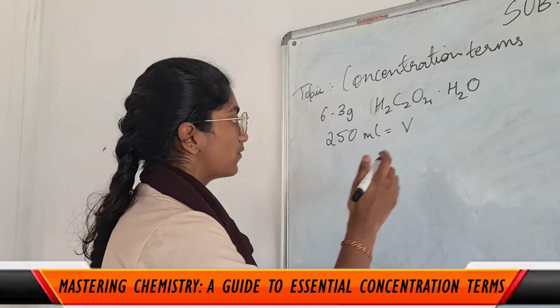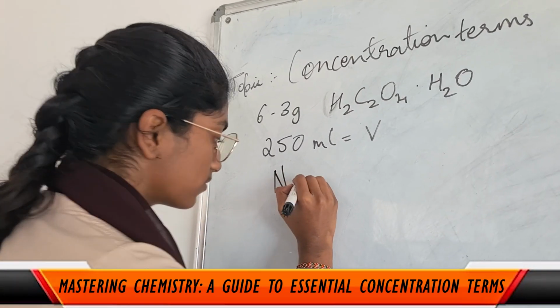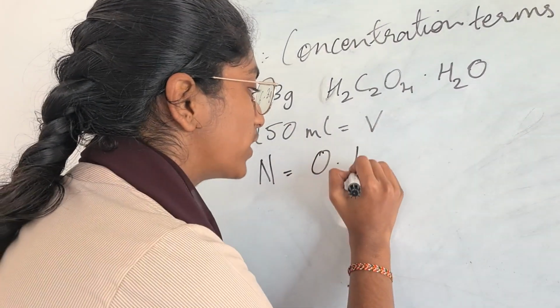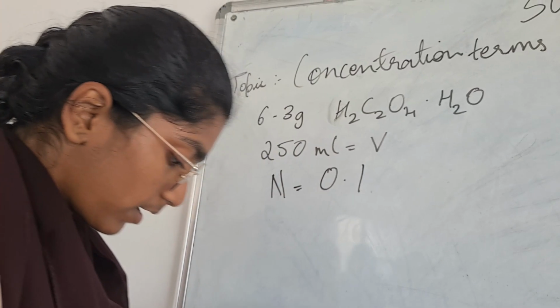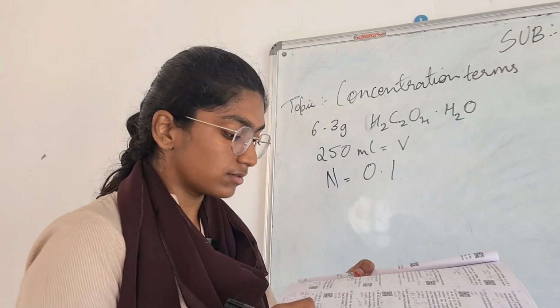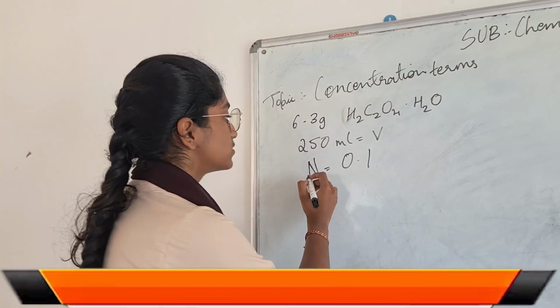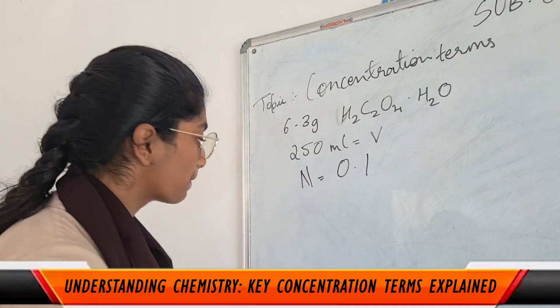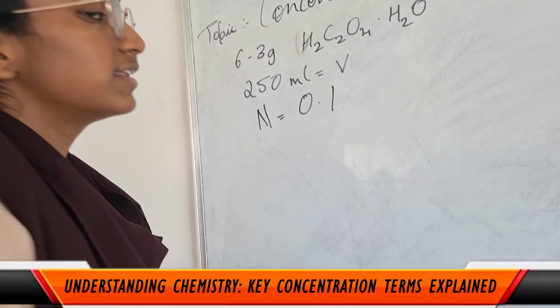So they have given the normality as 0.1, and they're asking what is the volume to neutralize this normality. Let's find the equivalent gram.